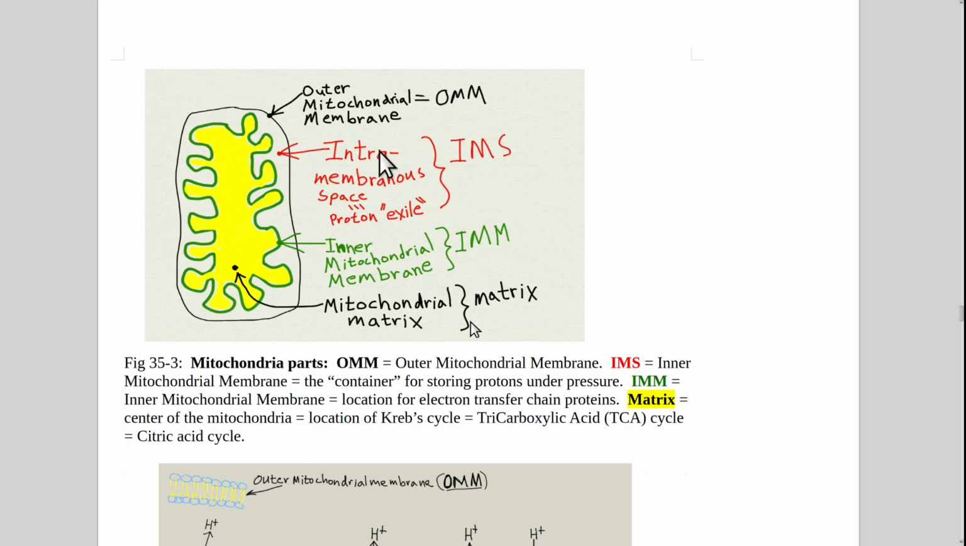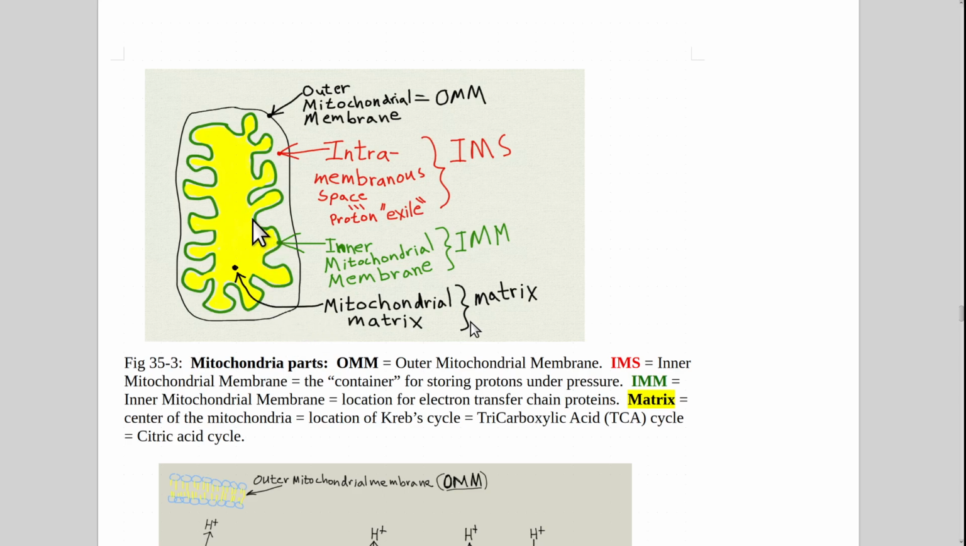Now the outer mitochondrial membrane is out here. This green line that squiggles around is the inner mitochondrial membrane, and that's where electron transport occurs along this inner mitochondrial membrane. That is super important. The space between the inner mitochondrial membrane and the outer mitochondrial membrane, that is called the intramembranous space. And this yellow area is called the mitochondrial matrix.